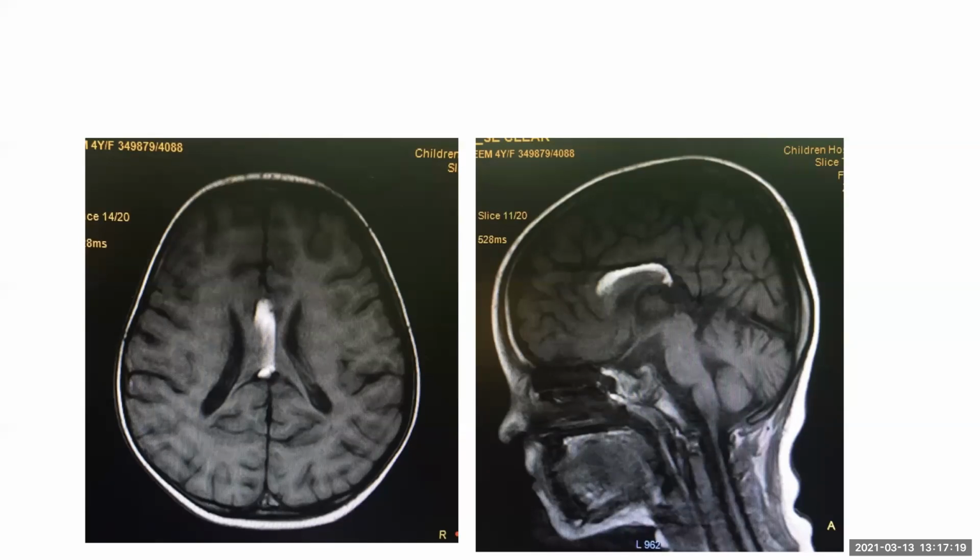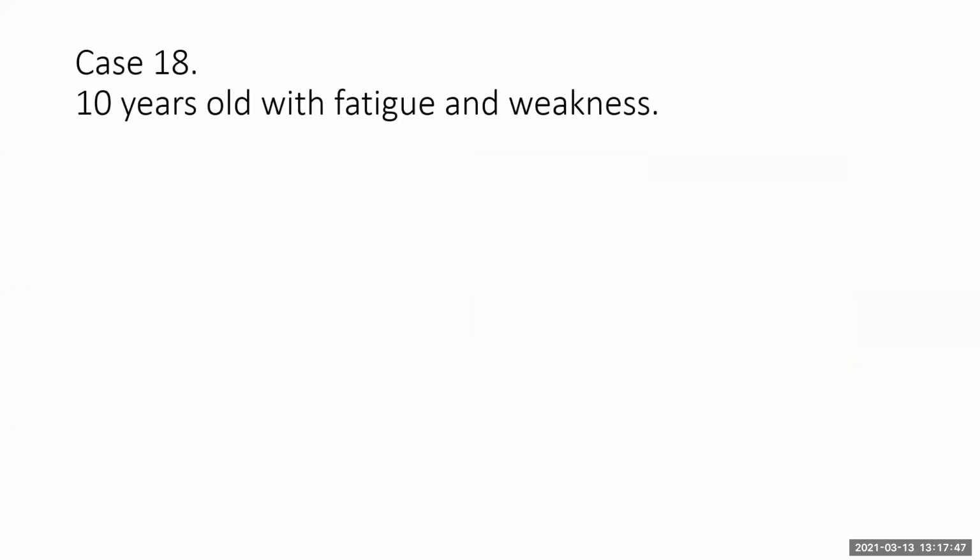In my usual practice, I'll see all the sequences to see whether there are any associated abnormalities like migrational disorders, such as polymicrogyria or schizencephaly. I'll also see the posterior fossa and rule out any other posterior fossa or midline malformations. And I'll discuss with the referring clinician and arrange a pediatric neurology referral. Okay, good.